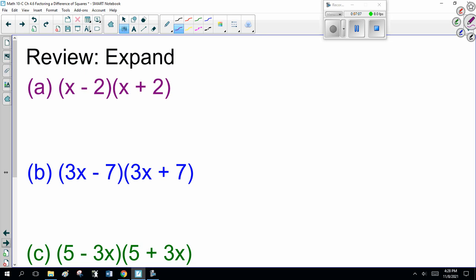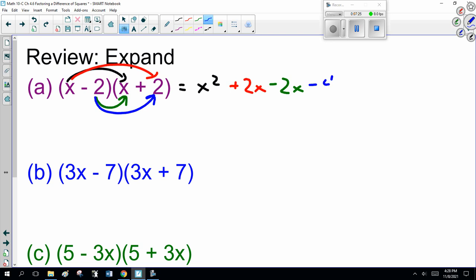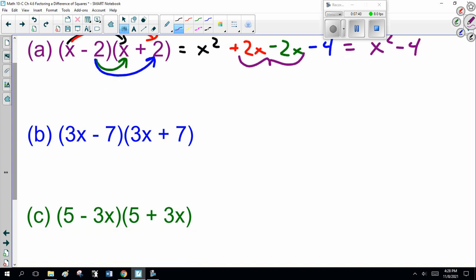So here I'm looking, let's expand or FOIL. X times x is x squared. X times 2 is 2x. Minus 2 times x is minus 2x. Minus 2 times 2 is minus 4. And notice this middle terms cancel out. This becomes x squared minus 4. Okay? Now, notice I foiled that. I didn't use the box or the rectangle. I'm just getting old. Let's do that again.